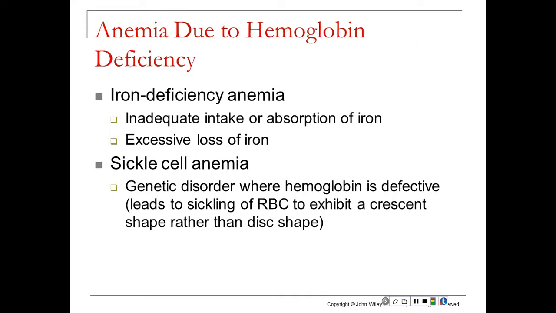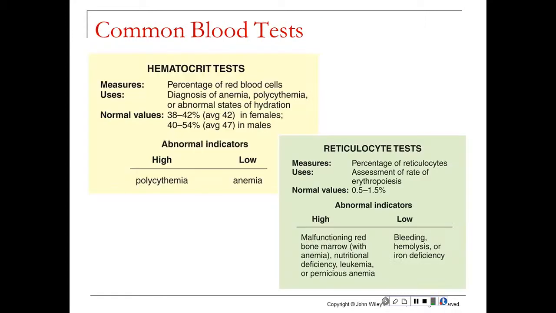There's anemia due to hemoglobin deficiency, like iron deficiency anemia, inadequate intake or absorption of iron from the digestive tract, or excessive loss of iron through hemorrhaging can cause iron deficiency anemia. There's also sickle cell anemia, which is actually a genetic disorder where the hemoglobin protein is defective. It leads to a sickling shape of the red blood cells instead of being a disc shape, so they do not carry oxygen as effectively.